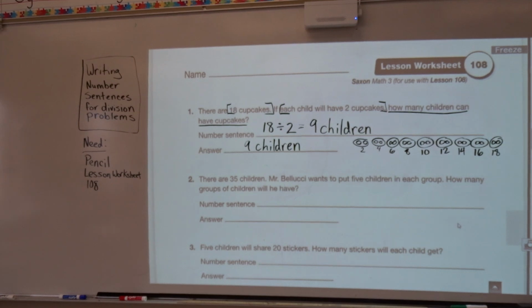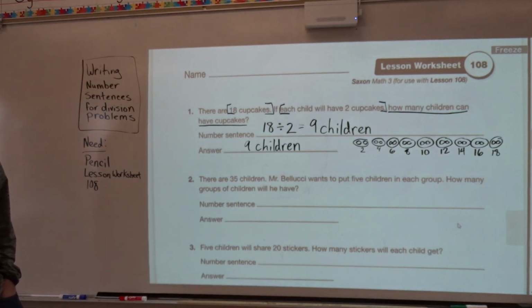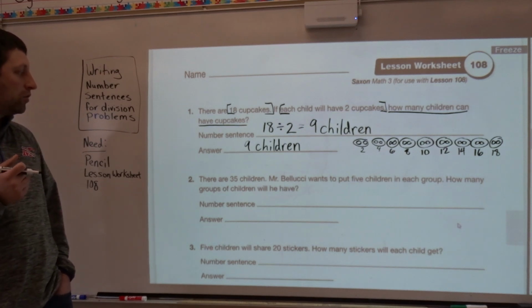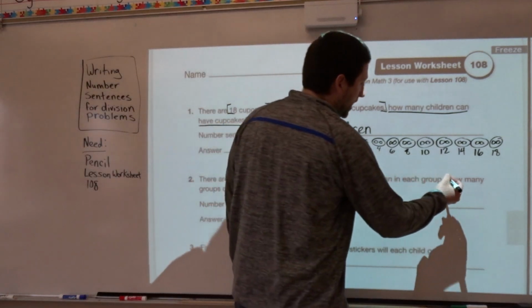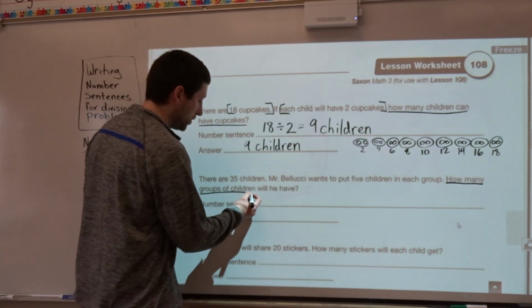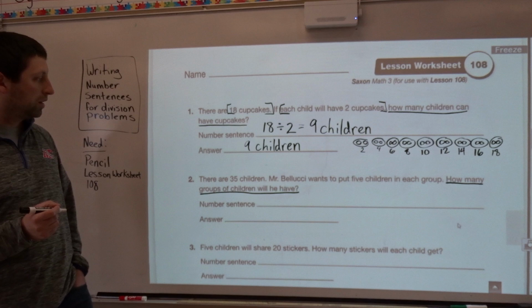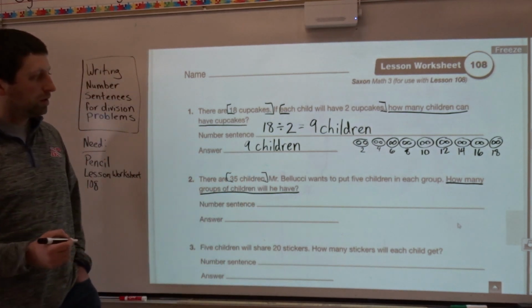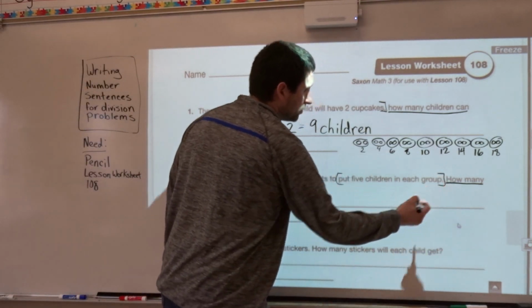So for number 2, it says there are 35 children. Mr. Bellucci wants to put 5 children in each group. How many groups of children will he have? So again, underline the question first. So we want to know how many groups can he make. And we know that we started with 35 children. He's putting 5 children in each group.